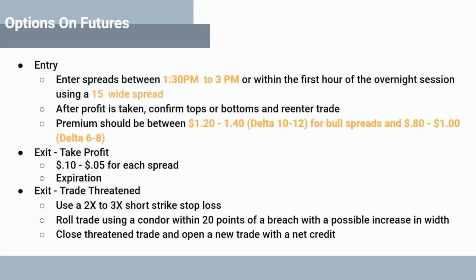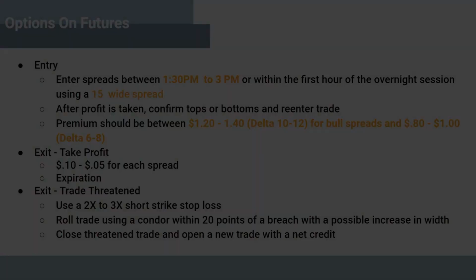Okay, so options on futures, I like to get in around 2 o'clock. I use a 15 wide. When I put on that trade, it's between $1.20 to $1.40 for the bull side, and then 80 cents to $1 on the bear side. So typically I take it off at 10 cents. Sometimes I get 5 cents. I do try to use a 2x to 3x stop most of the time. You really can't roll an options on futures trade. You need to close it out and put on another trade.